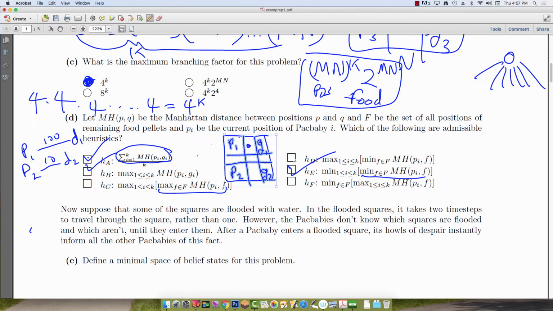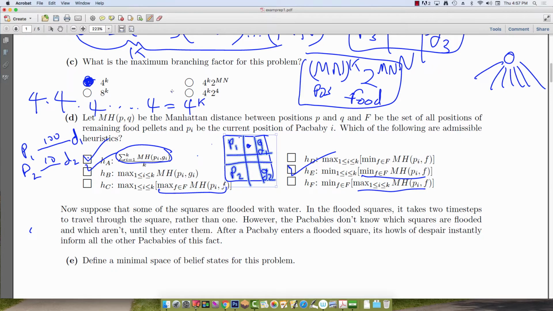So now let's look at H sub F. H sub F is now iterating through the Pac-Man on the inside. So it's basically saying, given a piece of food, what is the absolute farthest Pac-Man from that piece of food? The inside is saying what is the farthest Pac-Man from that piece of food, and then we're going to iterate through all the food, and find which food has the smallest farthest Pac-Man from itself.